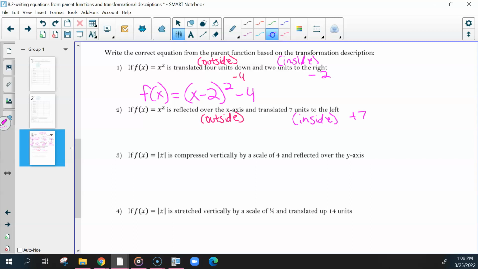Taking our function and putting those two things in it, we have f of x equals, we need the negative on the outside. We do have something on the inside, that plus 7, so we're going to need parentheses, and then x plus 7.